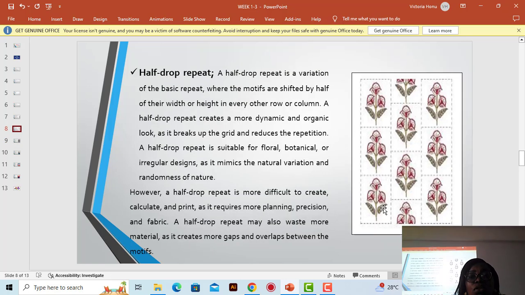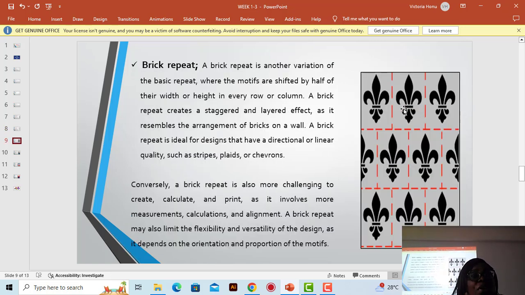But if we go to the half drop, it is not like that. It is horizontal, like you said. We have a full box, then next to it is where we divide into half. Next to it we divide into half. But with the brick repeat, it is beneath each box that we divide into half, and each half gives us a full box.